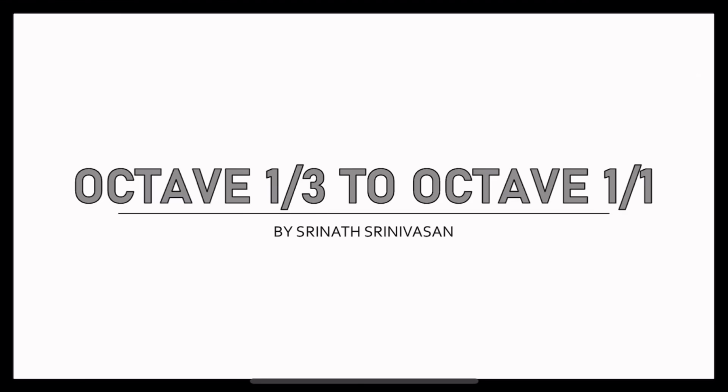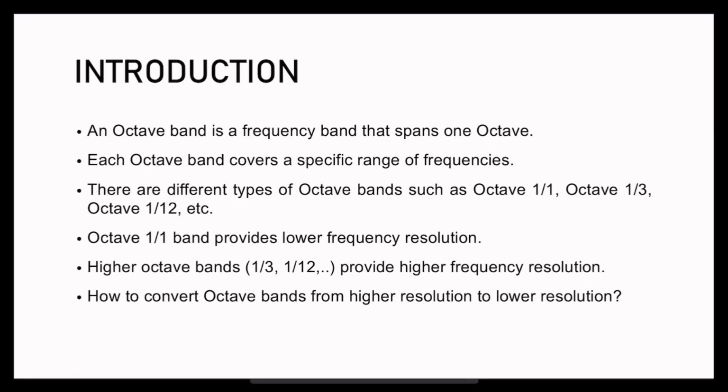Hello everybody. Today we'll talk about how do we convert a 1/3 octave spectrum to a 1/1 octave spectrum. So to introduce, an octave band is a frequency band that spans one octave. Each octave band covers a specific range of frequencies. There are different types of octave bands, such as 1/1 octave, 1/3 octave, 1/12, and so on.